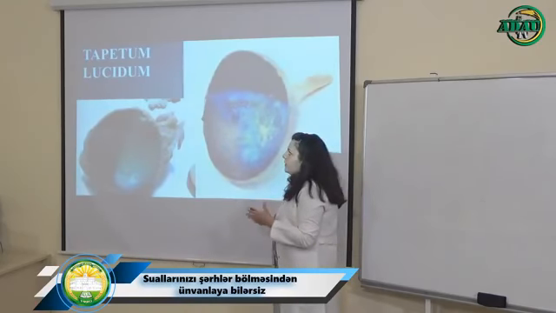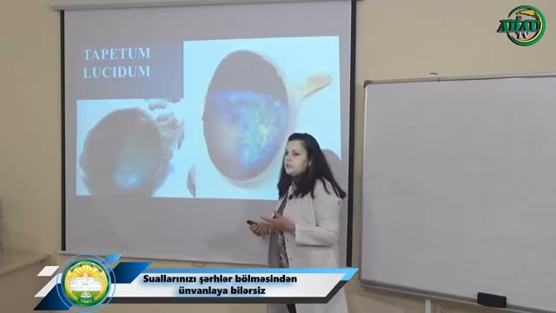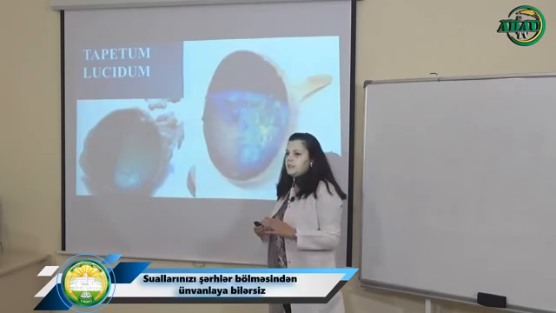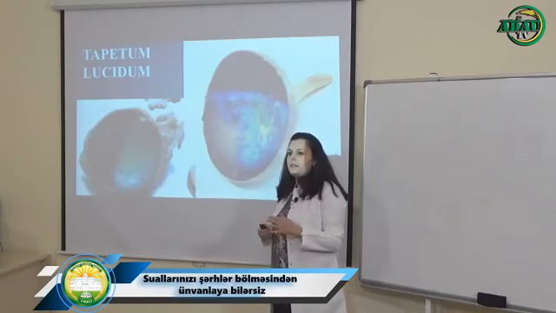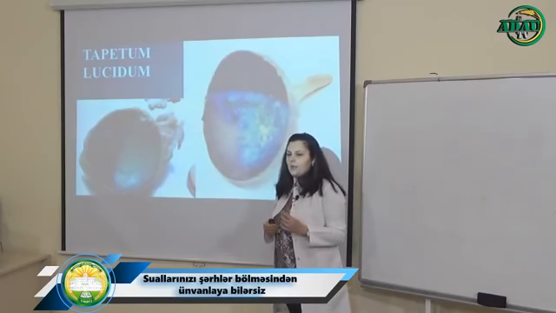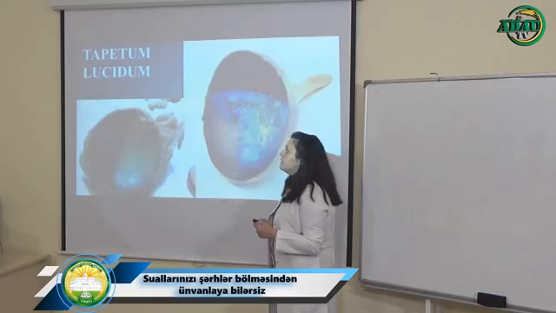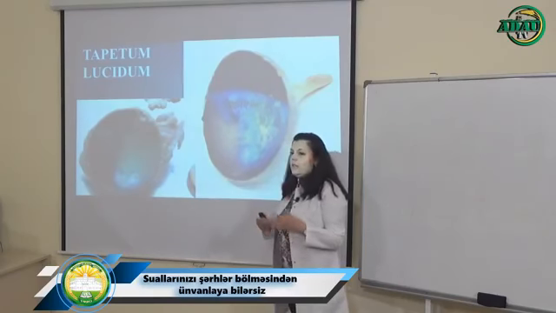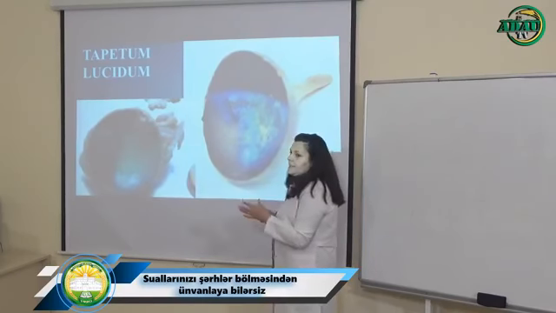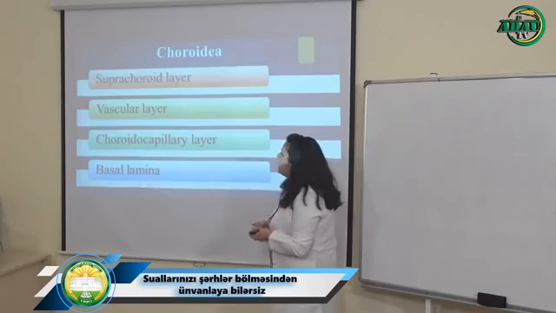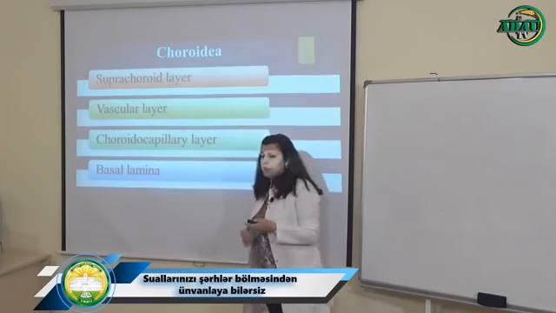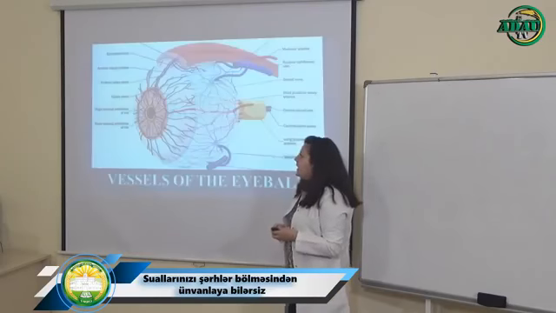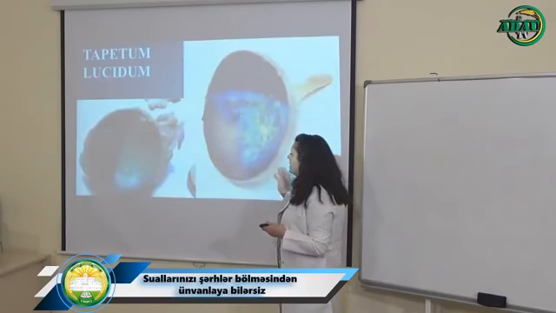Another very interesting structure, which is not present in the human, is the tapetum lucidum. Tapetum lucidum is also related to the middle layer of the eyeball, the choroid. It is located between the vascular layer and the choroidocapillary layer, so between the 2nd and 3rd layer of the choroid. And you can see that it has a very interesting color.